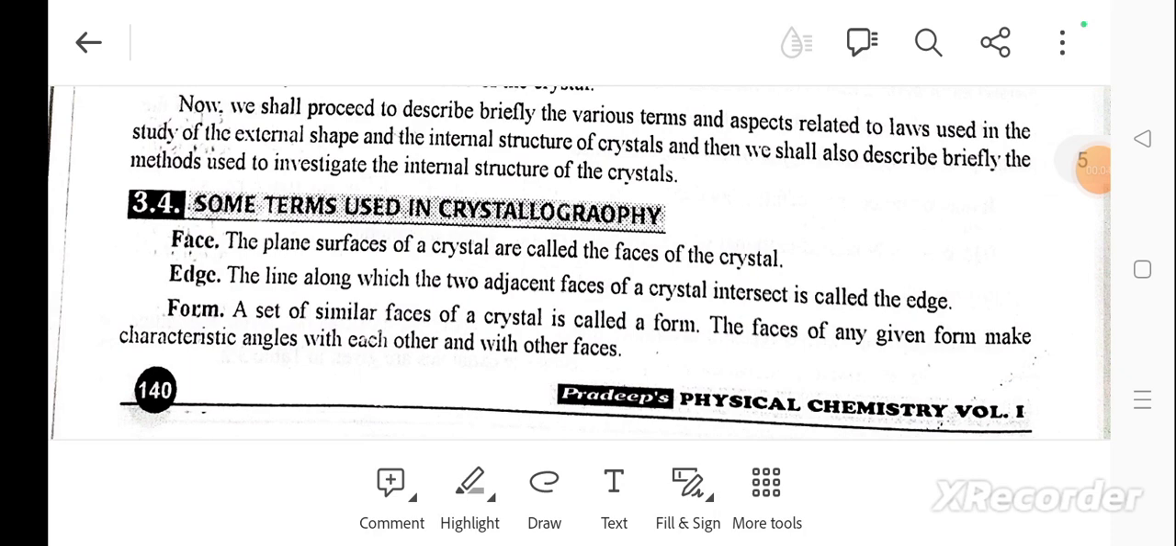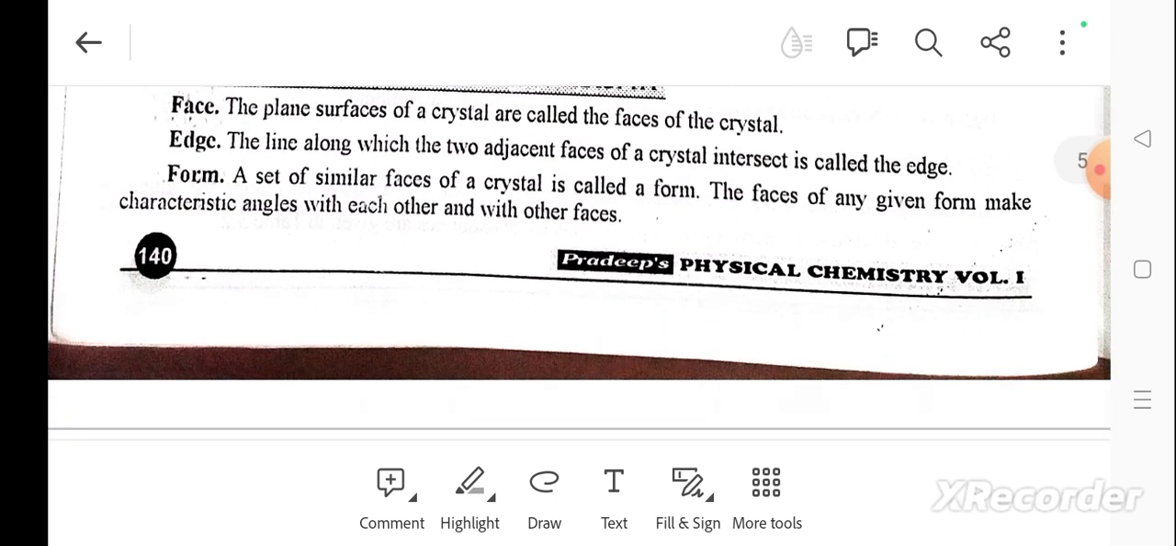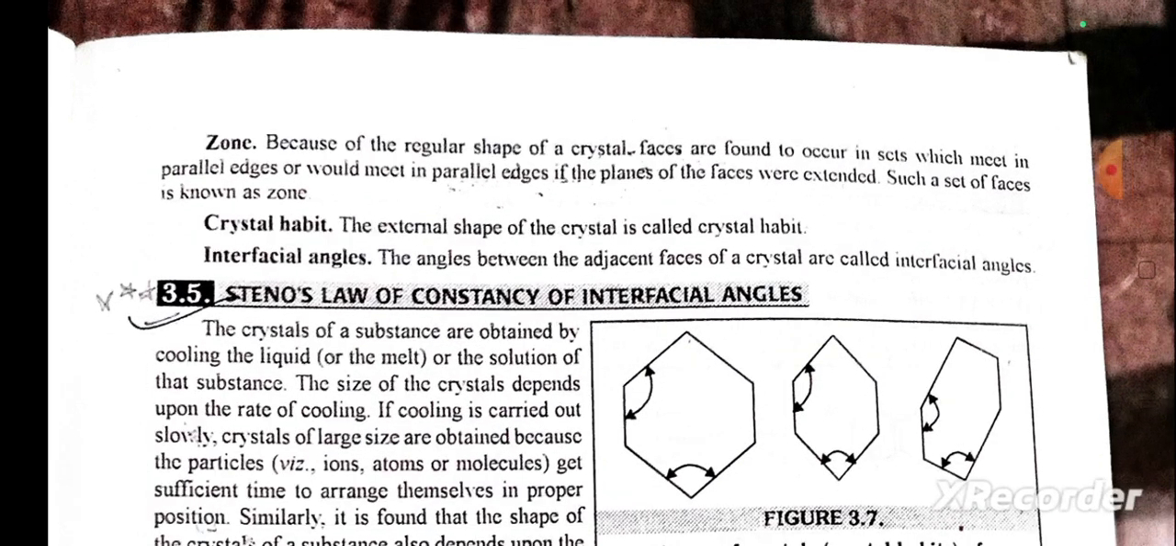Used in crystallography, a face is the surface of a crystal, and the line along which adjacent faces of the crystal intersect is called an edge. A set of similar faces of the crystal is called a form, and the faces of all these forms make the crystal angle with each other. Because of the regular shape, the crystal faces are found to occur in sets that meet in parallel edges, and such a face is known as a zone. The external shape of the crystal is called the crystal habit.